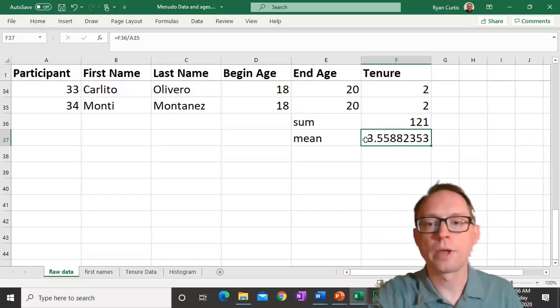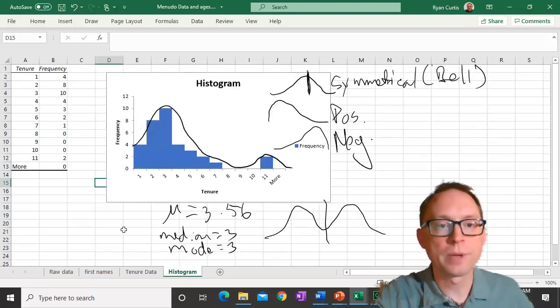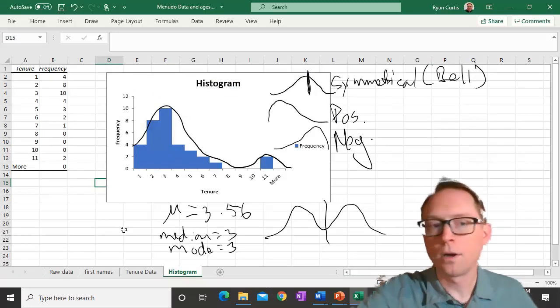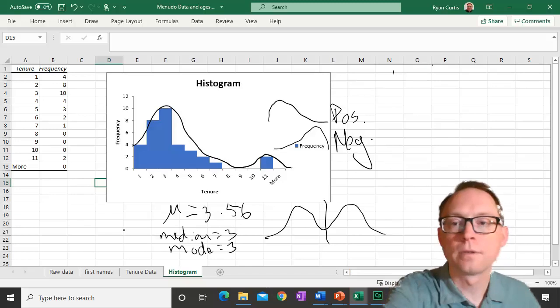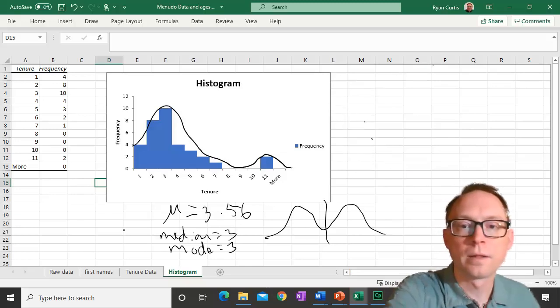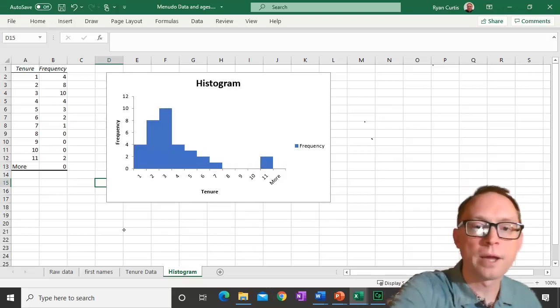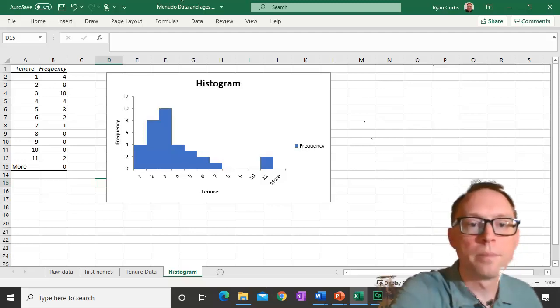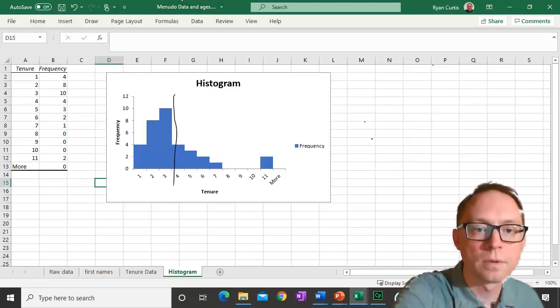When we look at this, we need to look at the histogram. So this is all the stuff that we were messing with before. I'm going to go ahead and erase a lot of this stuff because we don't need to talk about the skew right now. If you remember, the mean is 3.56, right? So that means that the mean is somewhere in between the 3 and the 4, right about there.